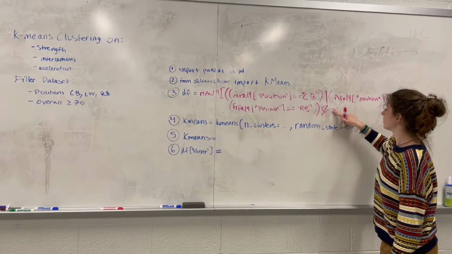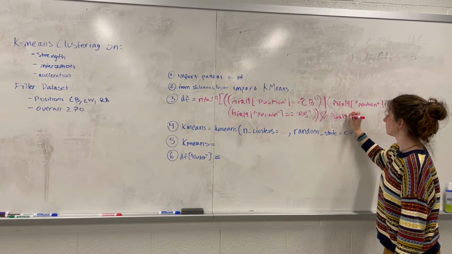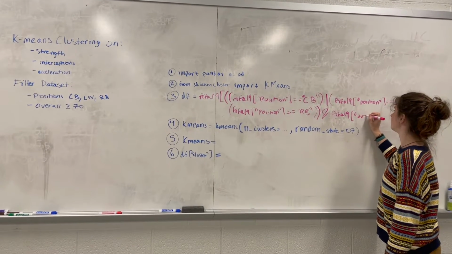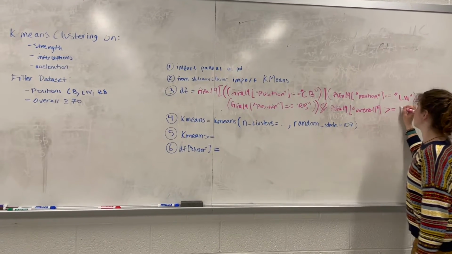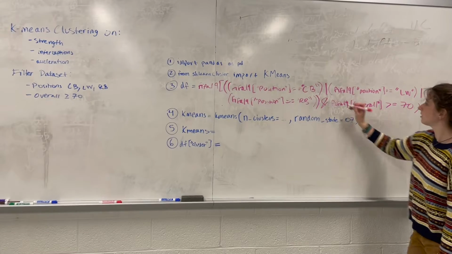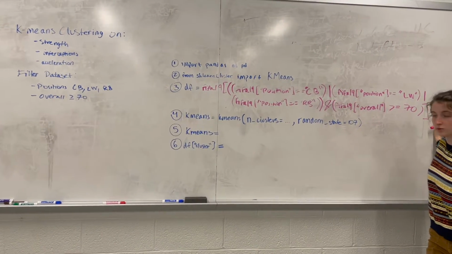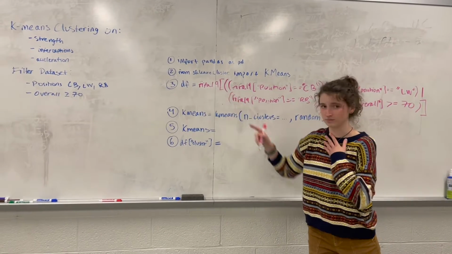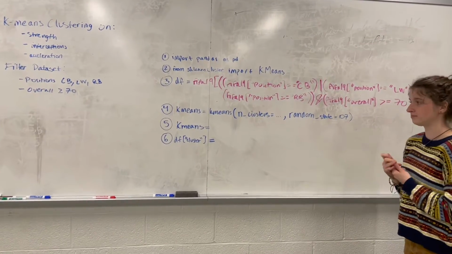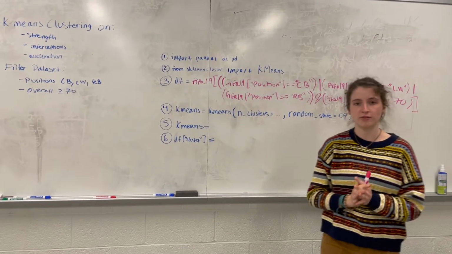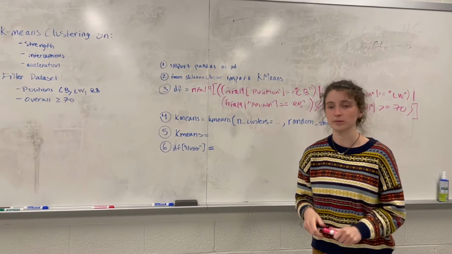FIFA19 overall greater than or equal to 70, and parentheses, close the final square bracket. Don't forget this final square bracket here. So we finished our data frame. Now we can keep going ahead with the actual clustering part of the problem.